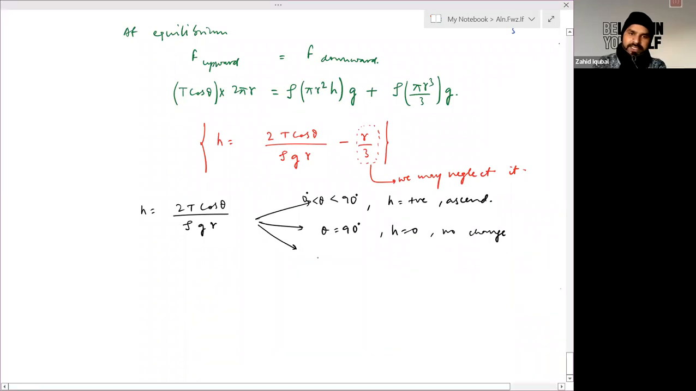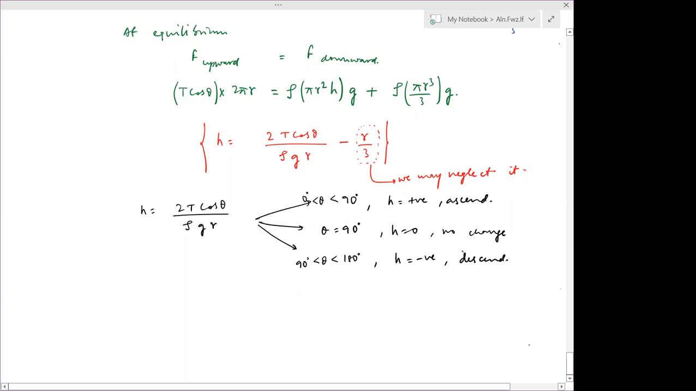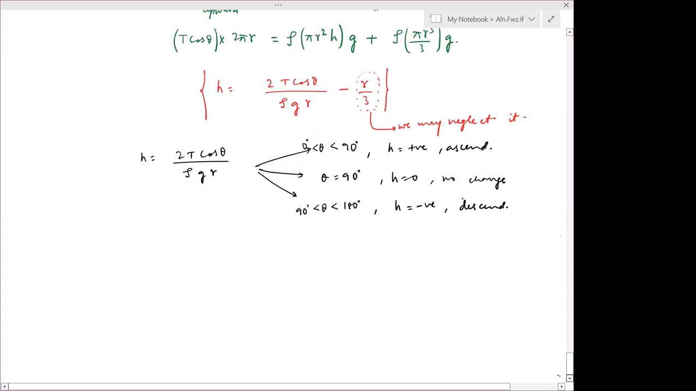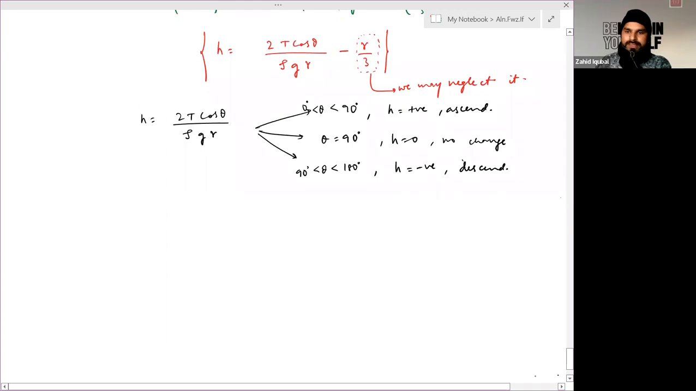In third part, if theta is greater than 90 degrees but less than 180 degrees, cos theta will be negative, so height will be negative. So there will be descent in level of liquid. Is it clear? Yes, sir. Okay.